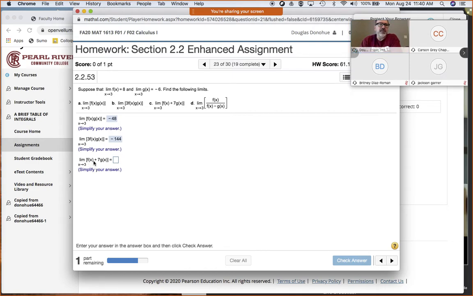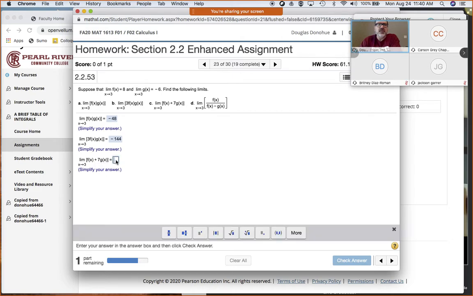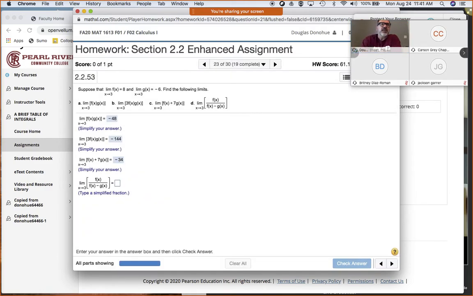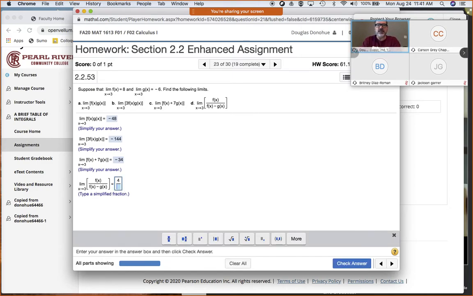This one's asking me for f plus 7 times g, so that's going to be 8 plus 7 times -6, or 8 minus 42 would be a minus 34. Then we're asked for f divided by f minus g. That'll be 8 divided by 8 minus -6, or 8 over 14, or 4 over 7 when we reduce that fraction.